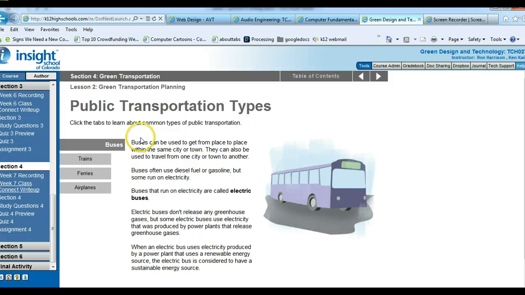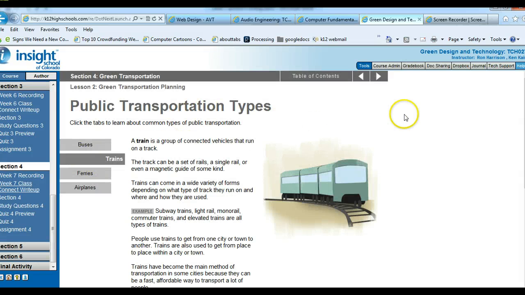So different types. There's buses, trains, and of course the thing about buses, lots of buses run on alternative fuels, which is great. Trains, well actually you have light rail in Denver, right? Also on the East Coast, there's train connecting Philadelphia to Washington, D.C. to New York, and people use the trains all the time.